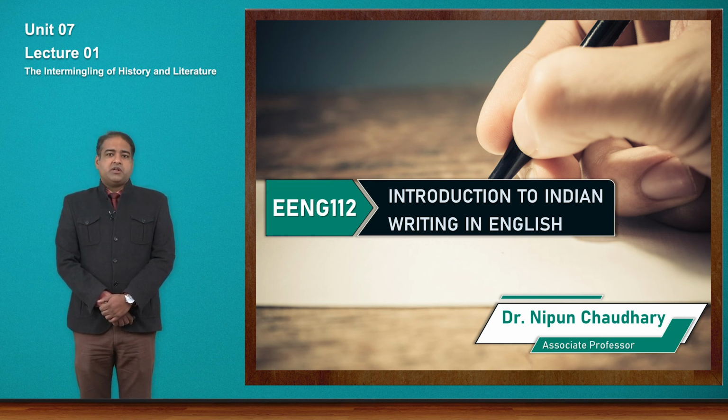After the discussion on partition and trauma, in this Unit 7 we have to come up with a new topic related to the same text, Train to Pakistan, and the topic we are going to discuss today is the intermingling of history and literature.